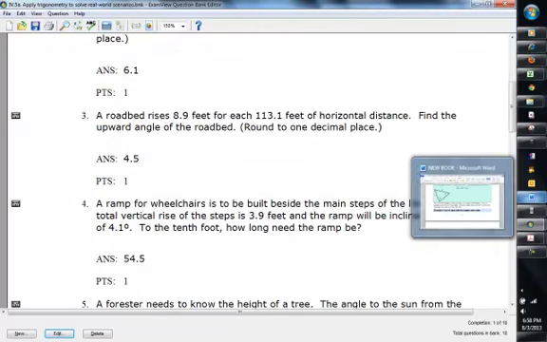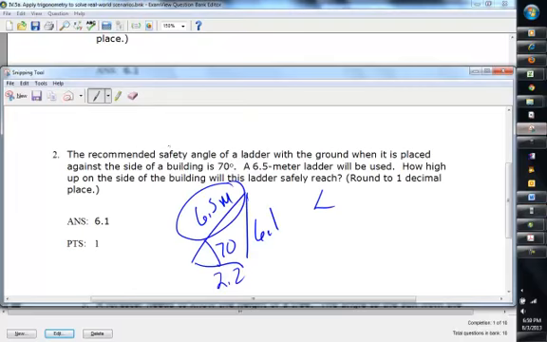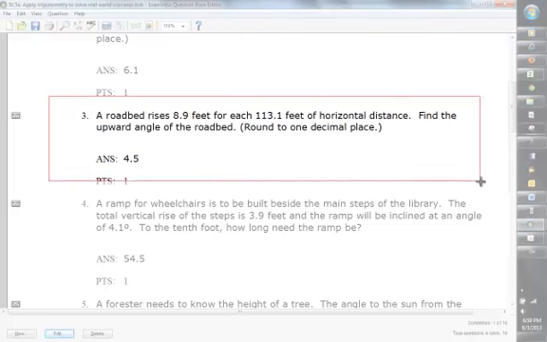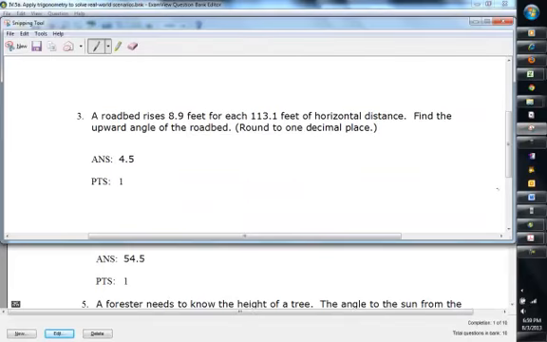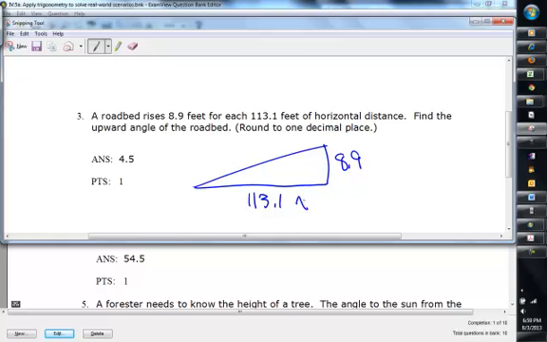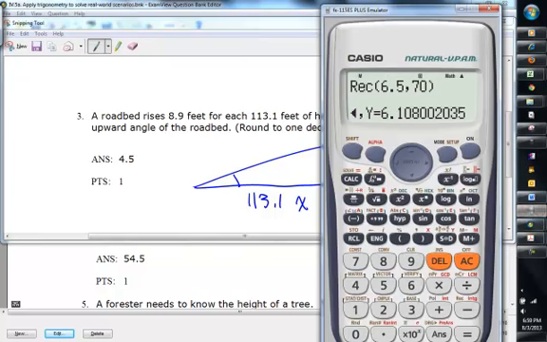A roadbed rises 8.9 feet for each 113 feet of horizontal distance. We want to know the upward angle of the roadbed. So if you are given the adjacent side of 113.1 feet and the opposite side of 8.9 feet, you can consider this the x distance and this the y distance, and then we can use rectangular to polar conversion. So we want the polar form of 113.1 and 8.9.